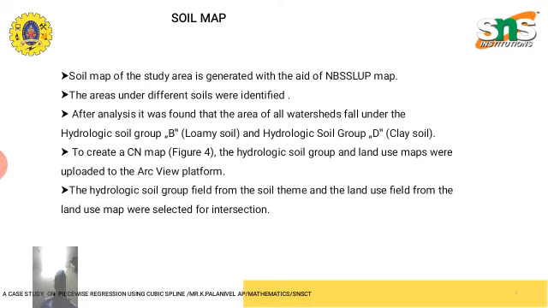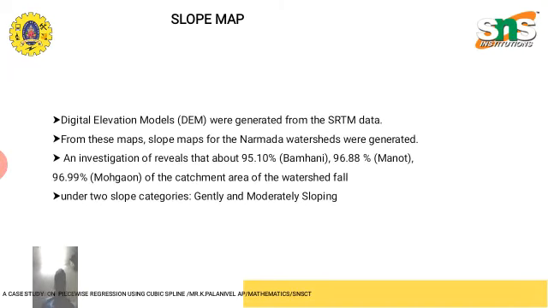Where IA is the initial abstraction, F is the cumulative retention, lambda is the initial abstraction ratio, S is the maximum retention capacity, P is the rainfall, and Q is the direct runoff. For convenience in practical applications, S is defined in terms of the dimensionless parameter CN, which varies in a more restricted range also.